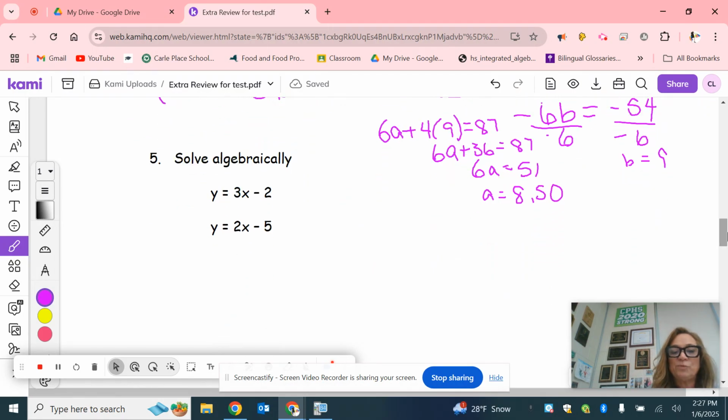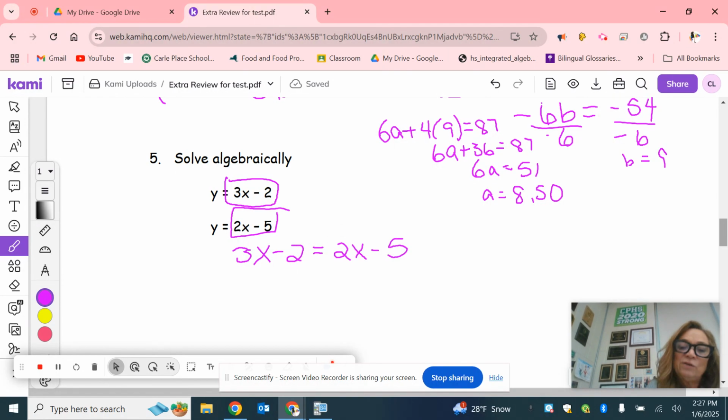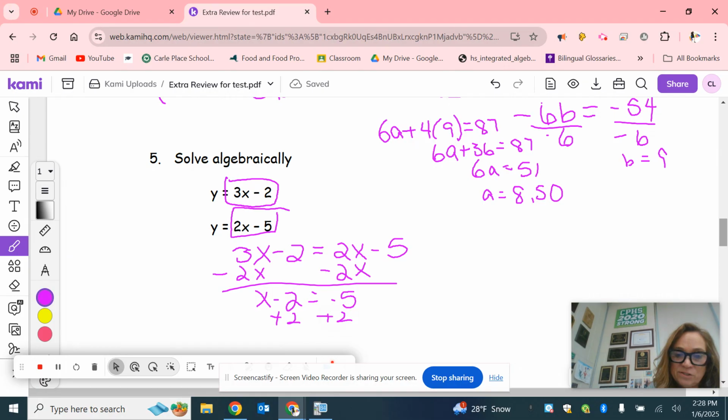All right, so solve algebraically. I'm going to use the fact that they're both set equal to y, and therefore I'm going to set them equal to each other. So if one thing is equal to y and another thing is equal to y, they have to be equal to each other. So then I subtract, that gives me x minus 2 equals -5, add the 2, and that gives me x equals -3. So I have -3, comma, -8 is what I'm getting.